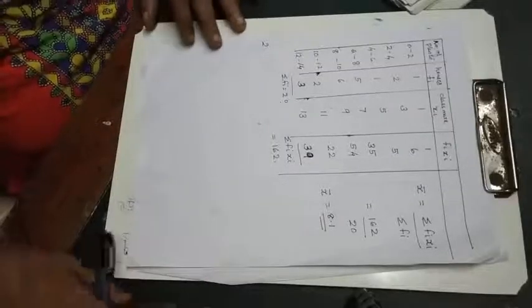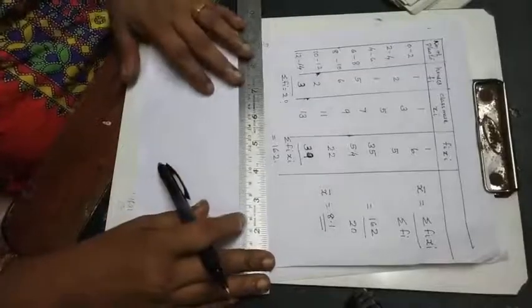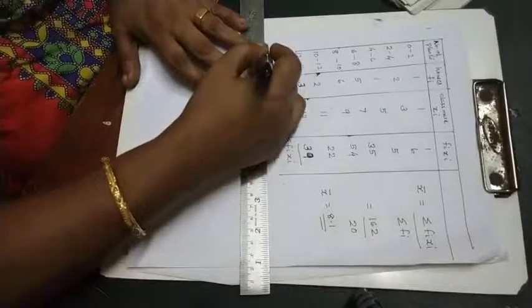Why? Because see the intervals 100 to 120 like that. So it is easy if you are using the step deviation method, that is, one assumed mean we will take, then divide by the class size, and that way we will solve it. Okay, let us draw that.